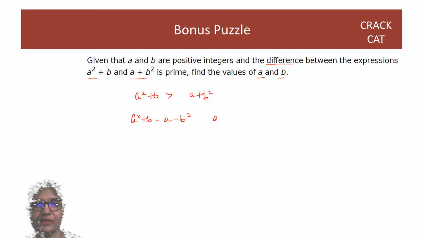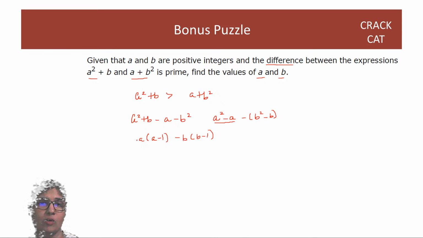So we can rewrite this as A square minus A minus of B square minus B. Correct? Now in the first part, we can take A common, and it is A minus 1. And then we take B common, and this is B minus 1. So here we can't take anything common. So this sort of outlook will not work. Let's see how else we can solve this. Okay, so let's again rewrite it.